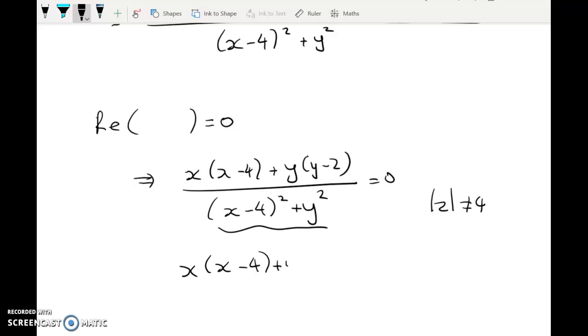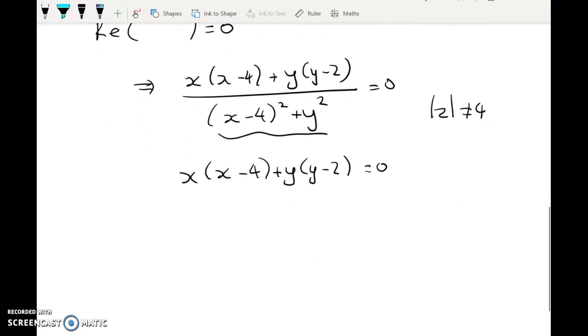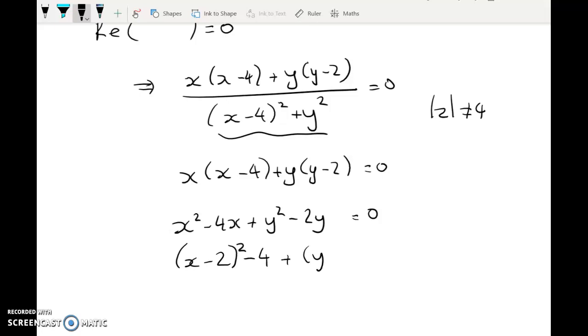x times (x minus 4) plus y times (y minus 2) is equal to 0. And we've got to get that into the equation for a circle. So the first thing I'll do here is I'll expand it, and then I'm going to do completing the square as follows.